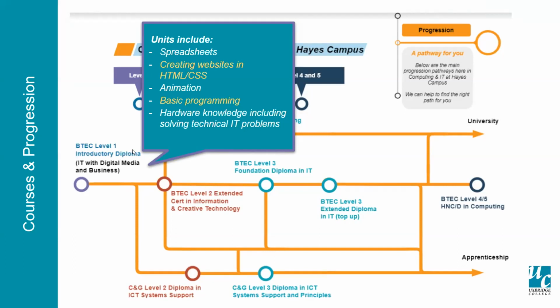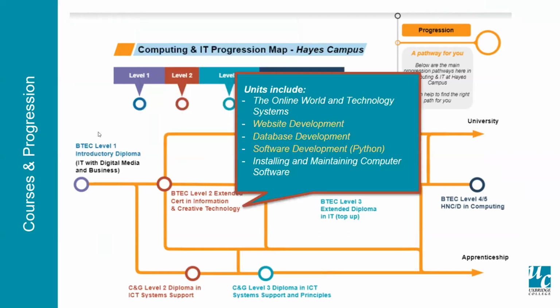Then from the level 1, we have the level 2 extended certificate in information and creative technology. Again, this provides an underpinning in the key concepts of computing and IT. And we go a bit further into software development at level 2. We do programming in Python, and Python is a key industry programming language that's very prevalent in industry and very popular at the moment. So software development in Python, as well as database development and website development amongst the units that we do cover.